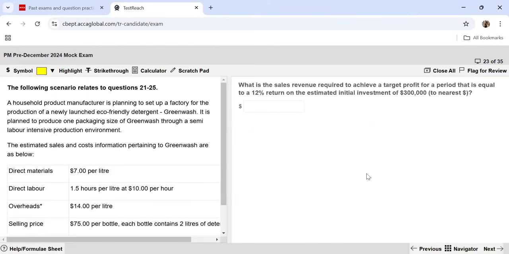Moving ahead to the third one, here you are required to answer what will be the revenue required to achieve a target profit for a period that is equal to a 12% return on the estimated initial investment of $300,000. Now, whenever we are supposed to get a target profit, we take the same CS ratio, we take the same fixed cost. To our fixed cost, we are just supposed to add the target profit.